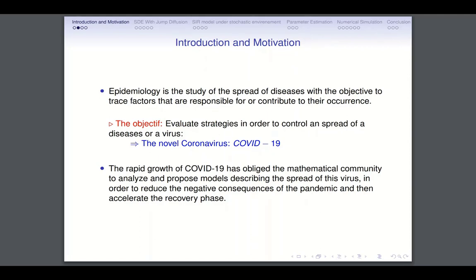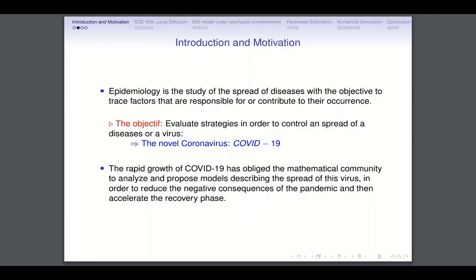So first, the introduction and motivation. As we know, epidemiology is the study of the spread of disease with the objective to trace factors that are responsible for or contribute to their occurrence. And the objective of this modelization is to evaluate strategies in order to control the spread of a disease or a virus, for example, the new coronavirus.